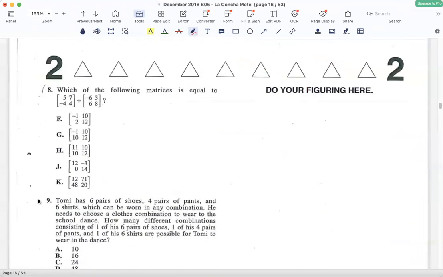Which of the following matrices is equal to the sum of these two? So you simply add the corresponding elements: 5 minus 6 minus 1, 7 plus 3, 10, minus 4 plus 6, 2, 4 and 8, 12, minus 1, 10, 2, 12. F.